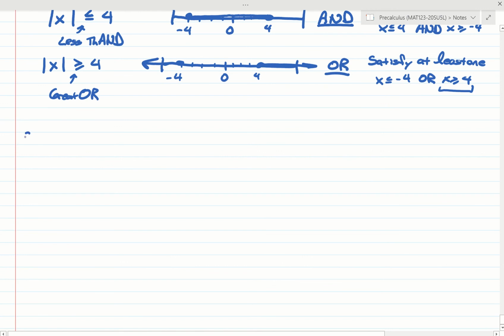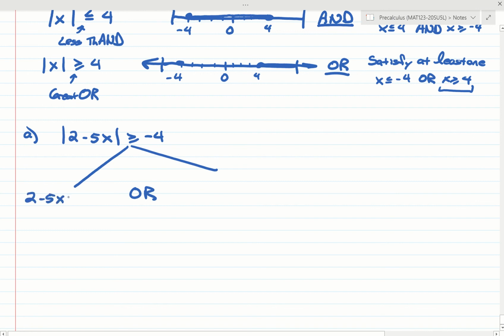What if we had a problem like this? The absolute value of 2 minus 5x is greater than or equal to -4. Now right away, I'm looking at this. The absolute value is by itself. That's how you always want to get started. That's a greater than sign. I'm going to start off by saying or here. We're going to have 2 minus 5x greater than or equal to -4.